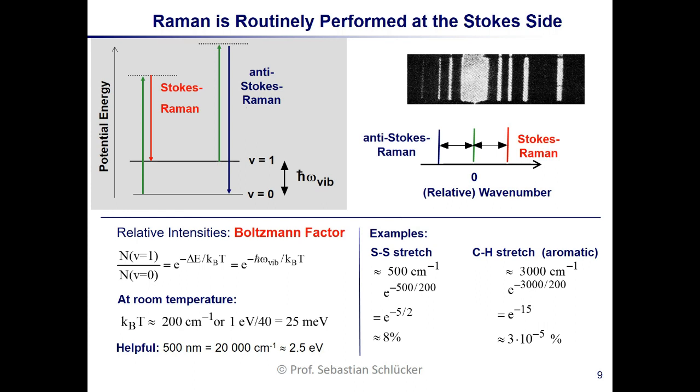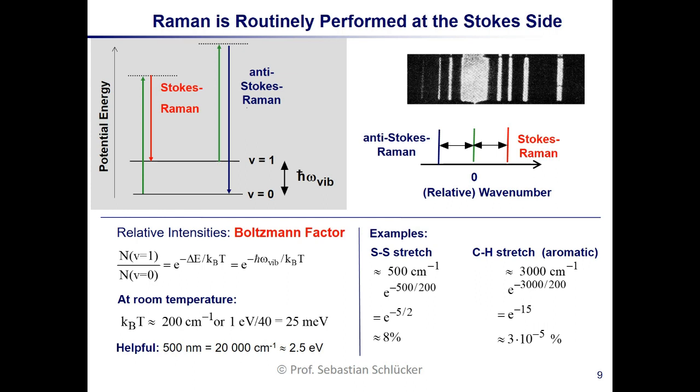So you won't be able, or you're not in a good position, to see anti-Stokes scattering so far at such high wave number values. Simply because the energy difference is so large. No? So the spacing between V equals 0 and V equals 1 is much larger, 6 times larger than for the SS stretch.